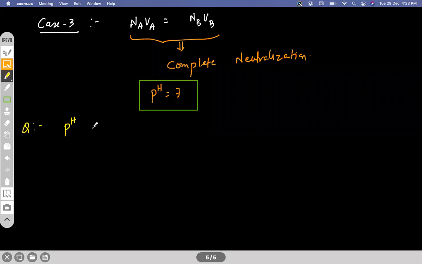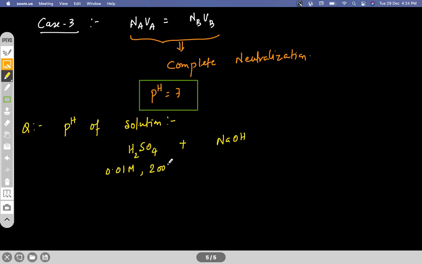Calculate the pH of the solution. We have H2SO4 and NaOH. H2SO4 is given 0.01 molar, and the volume is also given over here. Volume is 200 ml of this. For NaOH, it is 0.05 molar and volume is 300 ml. This is mixed. You need to find out the pH of the solution. Try this.